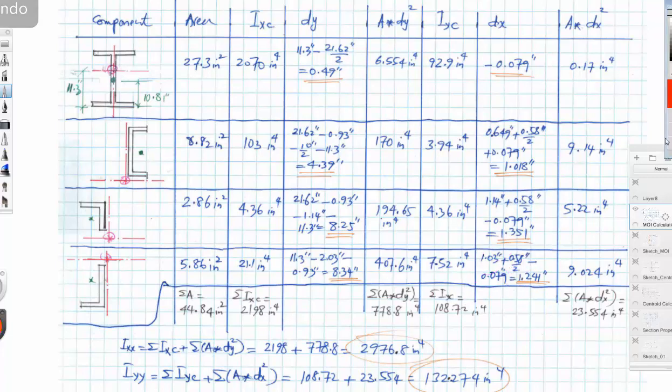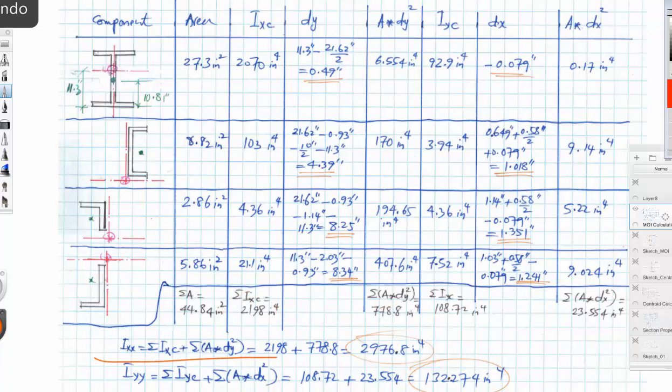Now once you get the sum of areas, the sum of moment of inertia for each component, the sum of area multiplied by dy squared, the sum of moment of inertia about y, and the sum of areas multiplied by dx squared. Once you get these values, just substitute them in the equation here for x, which is the sum of all IXC is this one, and the sum of all area multiplied by dy squared is this, so you get the value here.